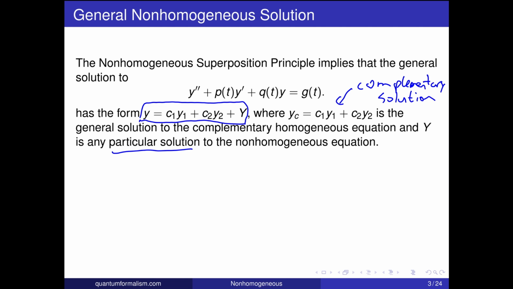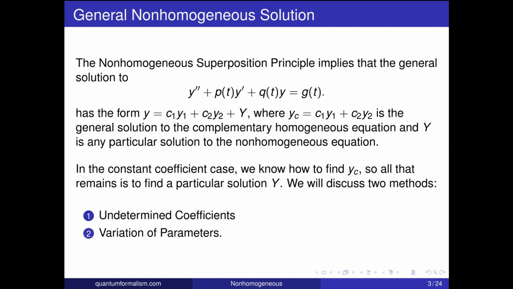All right, so at least in the constant coefficient case, we know how to find yc, this complementary homogeneous solution. So all that we need to do is figure out how to find one particular solution, capital Y, and we'll have two methods for that we'll discuss today. First is the method of undetermined coefficients, and second is the method of variation of parameters. So I'll start with this one, undetermined coefficients, and this is basically just guessing.